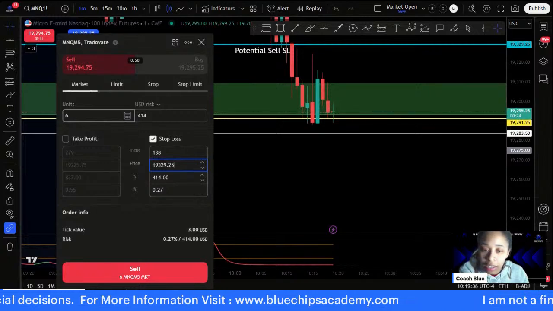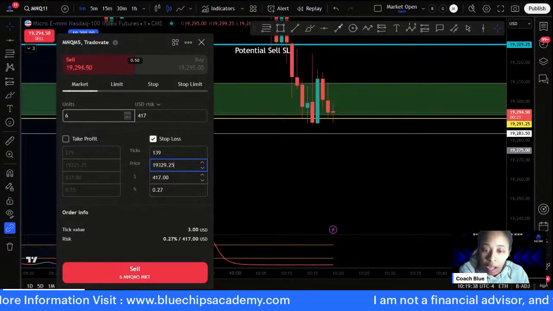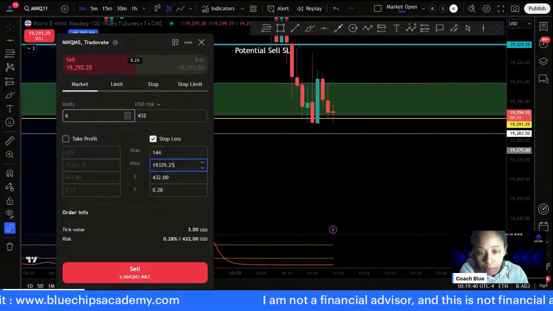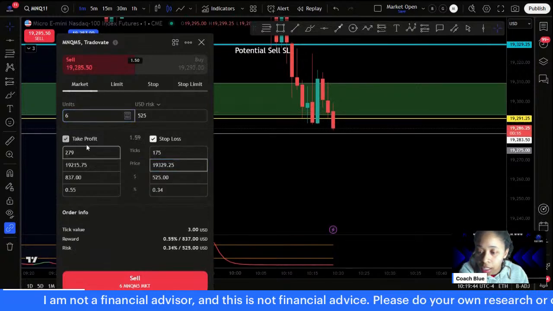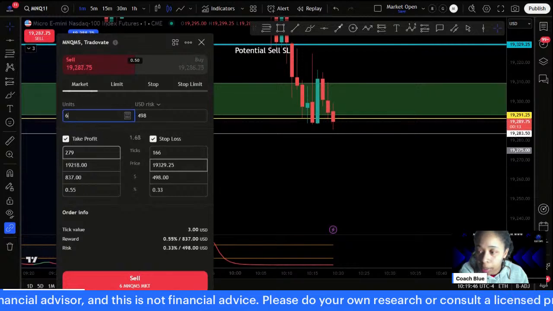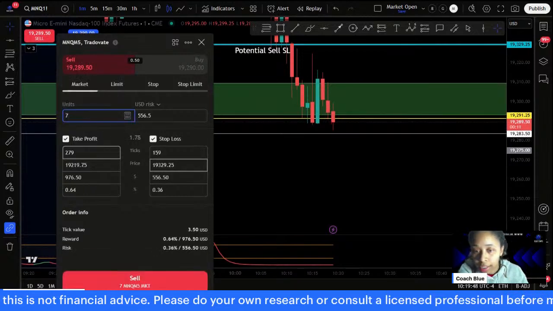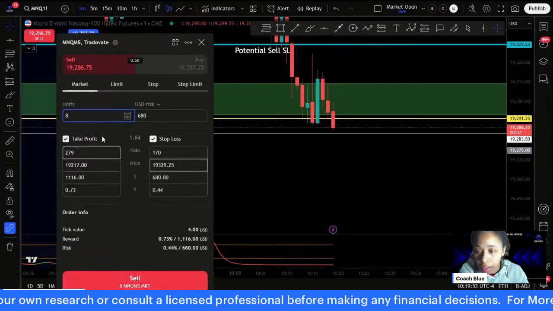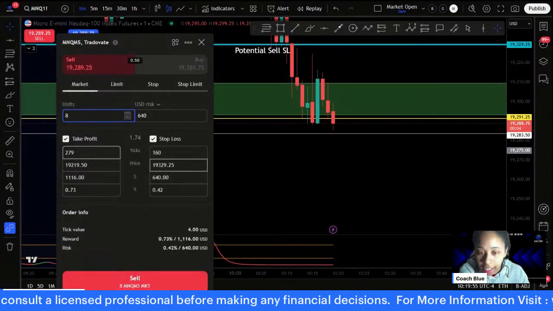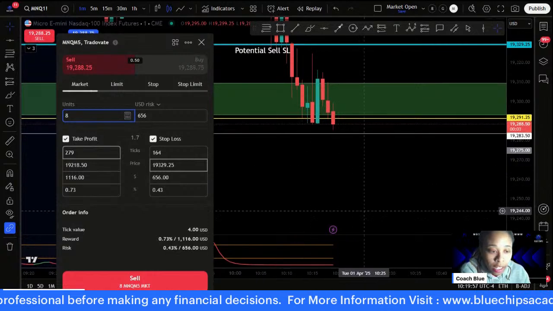My goal is not to risk more than $750 per trade. Based on 6 contracts, I'm at 525. I might be able to throw one more in there at 7, which puts me at 560. Let's see what 8 would give me. 8 is right there on the line. So let's see what we get.